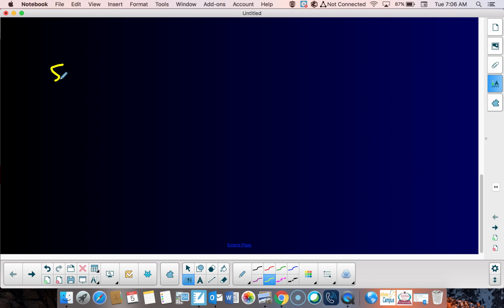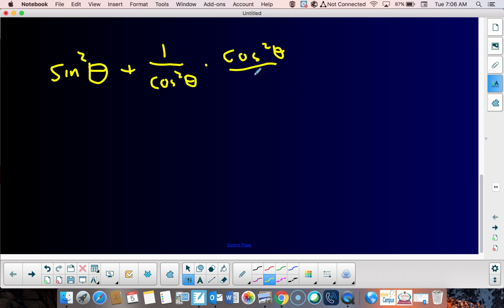And the last one is sine squared theta plus secant squared theta. Secant is the same as 1 over cosine squared theta, secant squared theta. And it says times cosine squared theta. And I'll make this over 1. And it says times another cosine squared theta over 1.